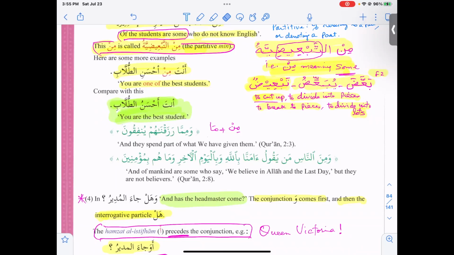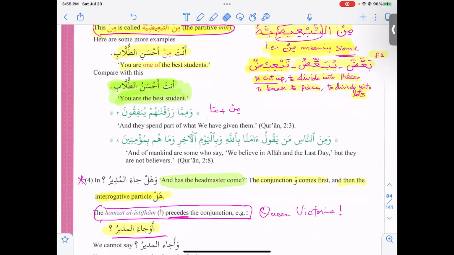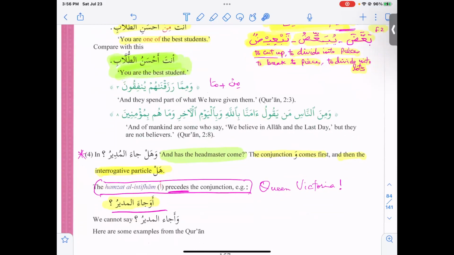And they spend part of what we have given them, in the Quran. Minan-nas, man yaqulu amanna billahi wa bil-yawmil-akhiri wa ma hum bi mu'minin. So, and of mankind are some who say, we believe in Allah and the last day, but they are not believers. Of mankind are some. Min tab'idiyya. Some who say we believe in Allah and the last day, but they are not believers. Those few of them are not believers. That is finished. I hope you liked it.